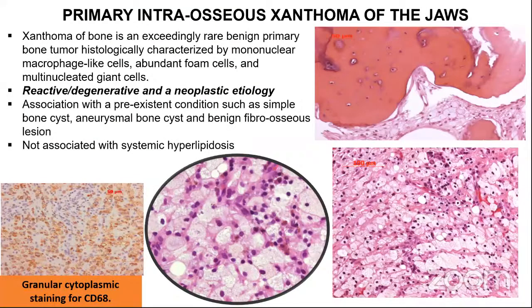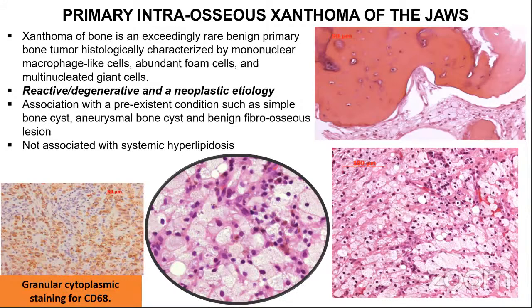The primary xanthoma or the central xanthoma of the jaws is a rare condition which is seen intraosseous. It can be seen within the jaw bones as well. So we see that here within the jaw bones, we are also looking at clusters or accumulation of foam cells.